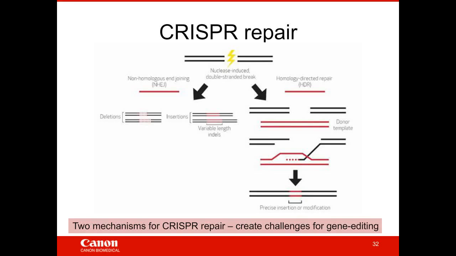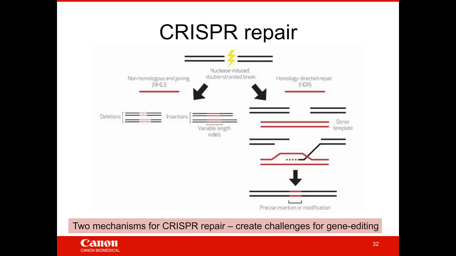Those repair mechanisms can be seen here. The break can be repaired by non-homologous end joining or homology-directed repair. Non-homologous end joining can produce insertions or deletions of variable lengths and is a much more random repair process, whereas homology-directed repair has the ability to be more specific. It introduces precise point mutations or insertions by way of a donor template, which you can see here on the right.